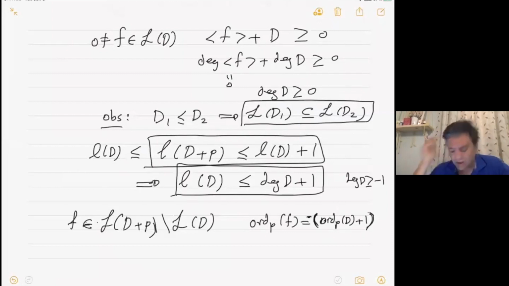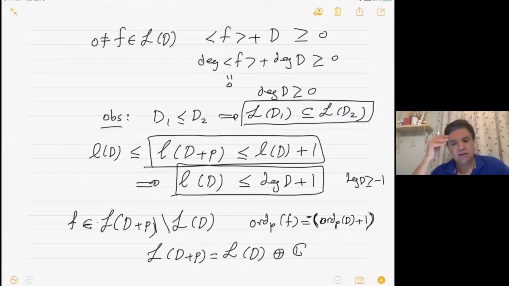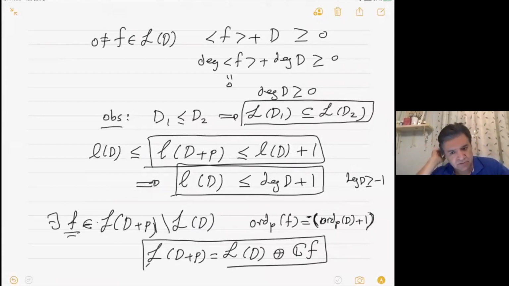And therefore, you can see that L of D plus P is L of D summed with a copy of this F. Because any function that you have inside L of D plus P, by a correct multiple of F, you can kill off that high order pole at P and make it inside L of D. So if there exists such a function F, then you can simply prove that L of D plus P is L of D plus C times F. That means that the dimension is increased exactly by 1.